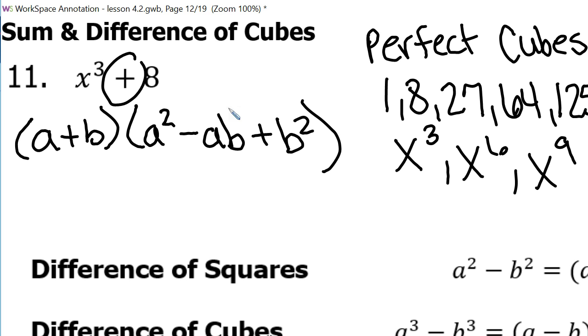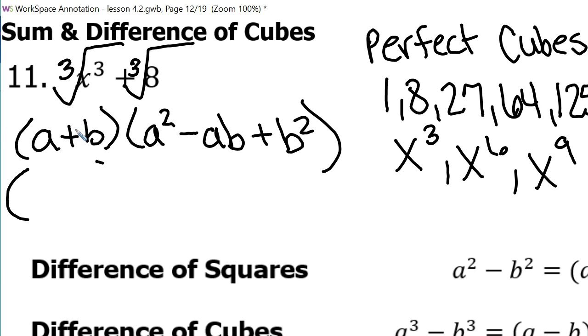Okay, for the difference of squares, to find our answers, we took the square root. So if I have a sum of cubes, to find my answers for A and B, I take what's called the cube root. So we need to cube root x cubed to get the A value, and we need to cube root the 8 to get the B value. So both of these take the cube root.